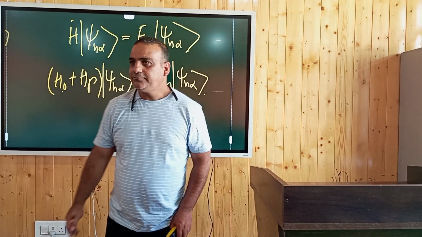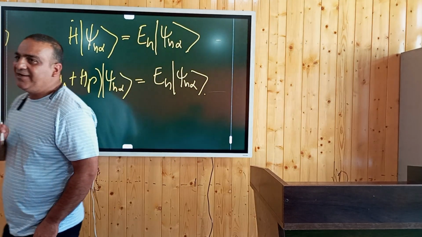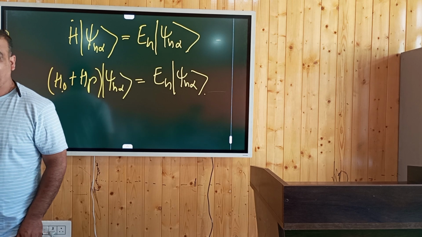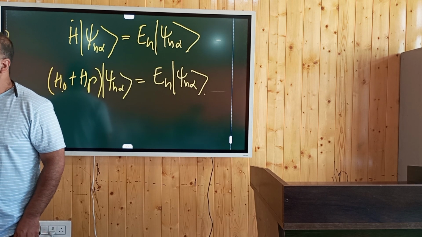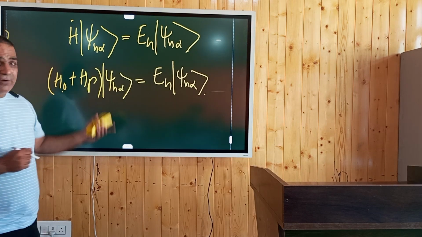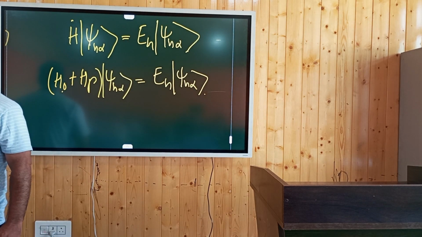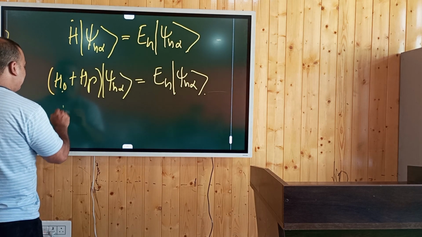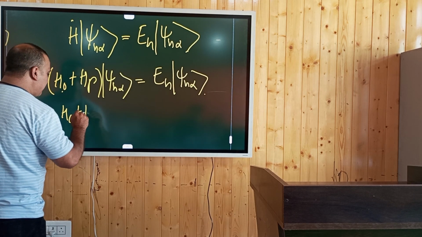Now, I want to write my energy eigenvector in terms of unperturbed energy eigenvectors. I want to solve my problem in the framework of what is known. So for this ψ_α, what will I use? I will use the sum over α of A_α ψ_α⁰, right? So what should I write here? This is H⁰ plus H_P.